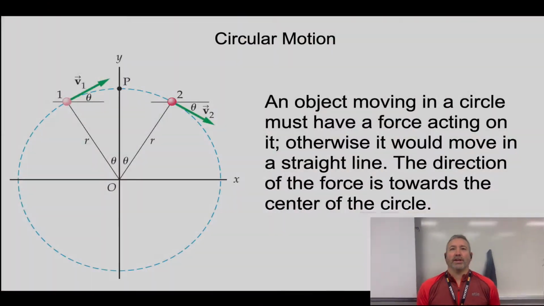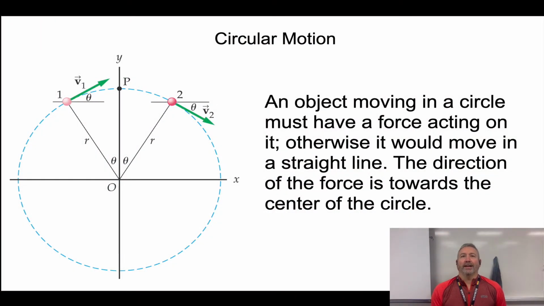That force that causes circular motion is the force that is aimed towards the center of the circle and gives us the change in velocity, not necessarily the change in speed, but the change in direction. So an object moving in a circle has a force acting on it. That force is aimed towards the center of the circle. Now, this is a circle, this is a turn, so it doesn't have to be a full circle. Anytime the direction is changing, there's a force acting on the object.